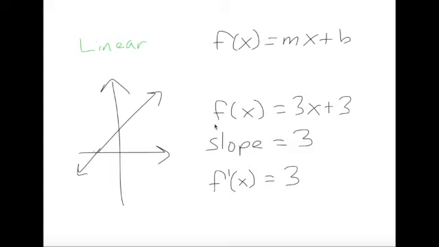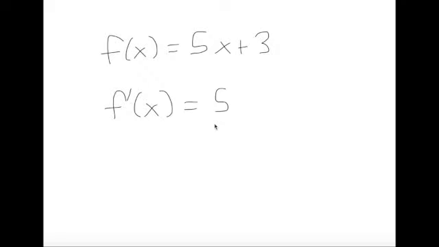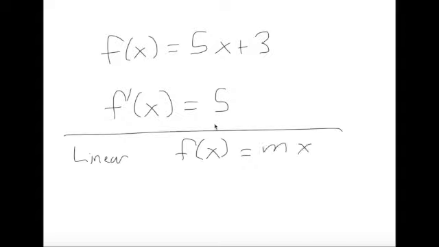Now, this is sort of a bad example on my part because I see 3 twice. And the question is, which of these 3's is this 3? So let me change the example now. What if instead I had f of x equals 5x plus 3? If f of x is equal to 5x plus 3, f prime of x is equal to 5, because the slope of this function is always 5. So we have a linear derivative rule. If f of x is mx plus b, f prime of x is equal to m.